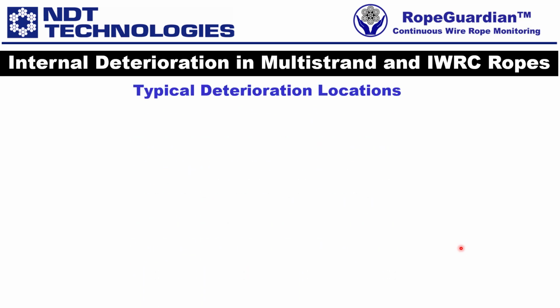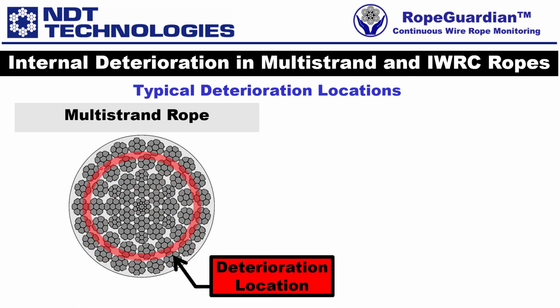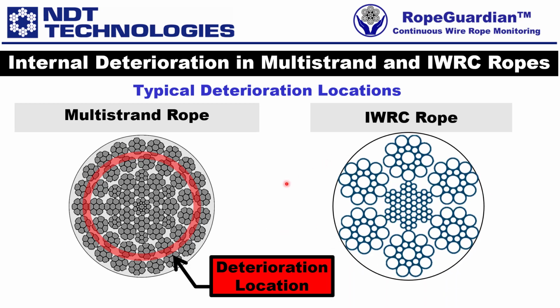Typical deterioration locations within the multi-strand rope, as shown here, can be seen in this inner core. So again, the red highlights the deterioration location. For an IWRC rope, here in red you can see the deterioration location. Notice both of these represent an internal location which may not be visible from an external inspection.